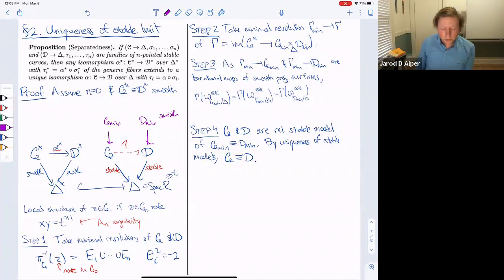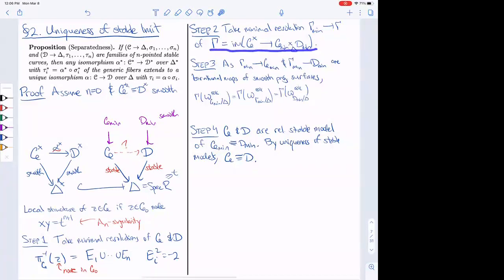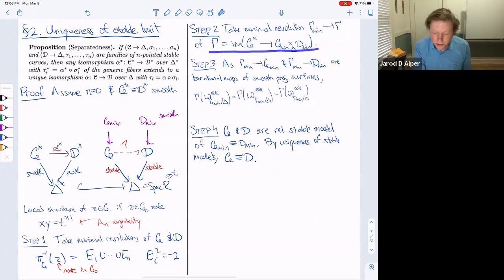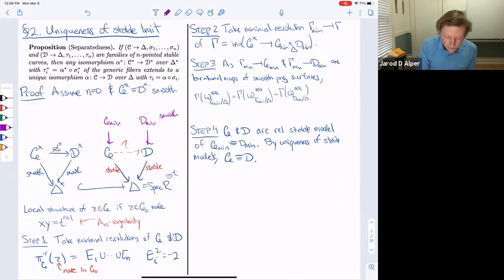In order to compare them, we want to dominate them by another smooth surface. The strategy here is to take the closure of the image of the graph, and then take a minimal resolution of that. That gives us gamma min mapping to both of these, where everything is smooth. Then in step 3, both of these maps are birational maps of smooth projective surfaces.